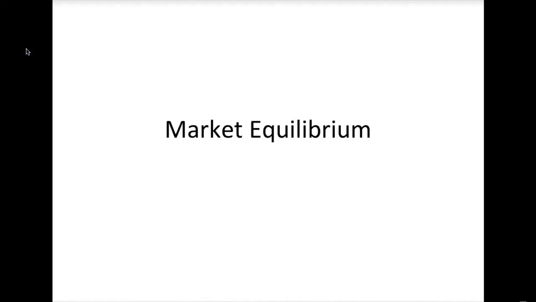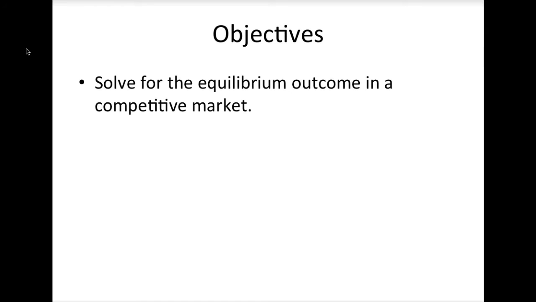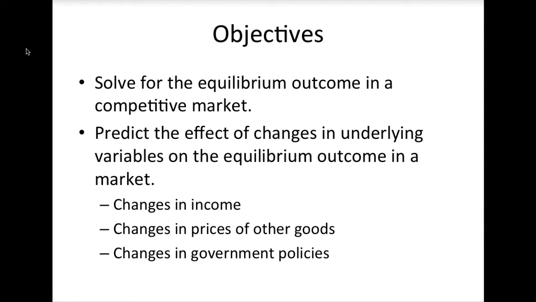Today, we will begin putting supply and demand together in the market so that we can characterize the equilibrium outcome and begin analyzing how changes in economic conditions affect the equilibrium outcome. By the end of today's lesson, you should be able to do two things. First, you should be able to solve for the equilibrium outcome in a competitive market. Second, you should be able to predict what will happen to the equilibrium price and quantity as a result of changes in underlying economic variables. Some examples of economic variables whose effects we will study are income, the prices of other goods, and government policies.